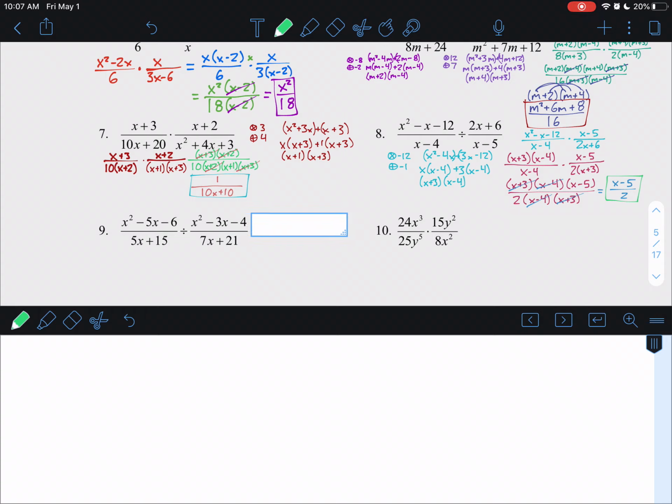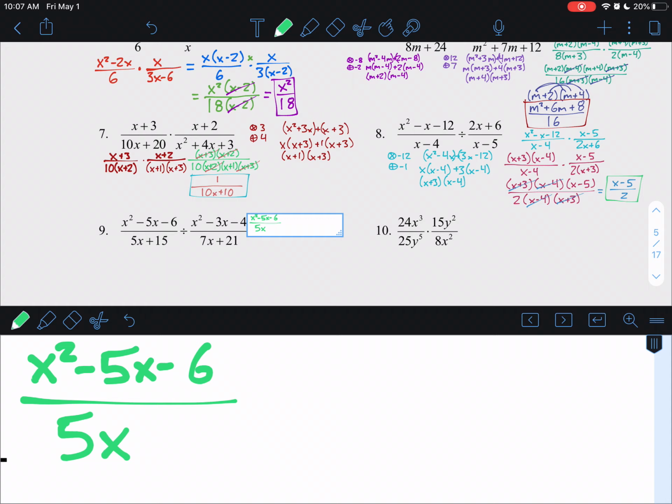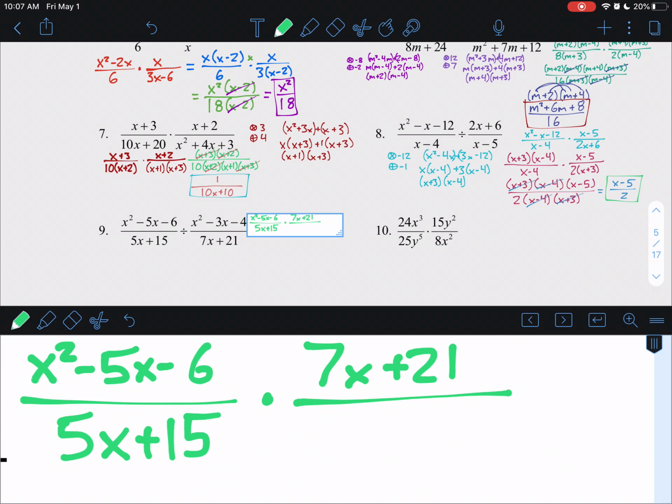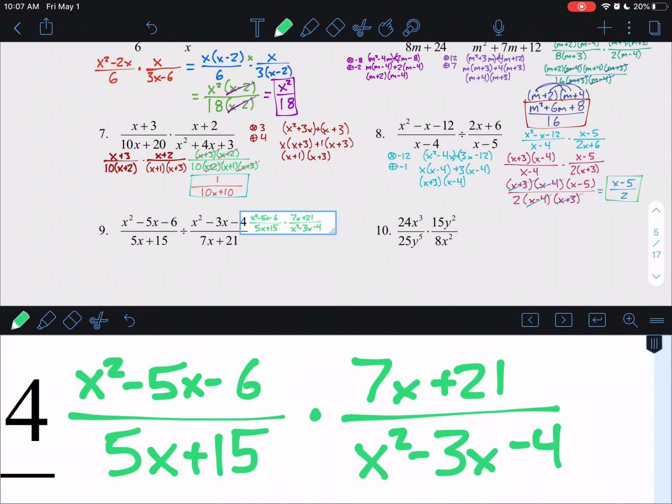Okay, so keep the first fraction the same. So that's going to give me x squared minus 5x minus 6 over 5x plus 15. Change the operation from division to multiplication, and then flip the second fraction. So that gives me 7x plus 21 over x squared minus 3x minus 4. So there's my keep, change, flip.